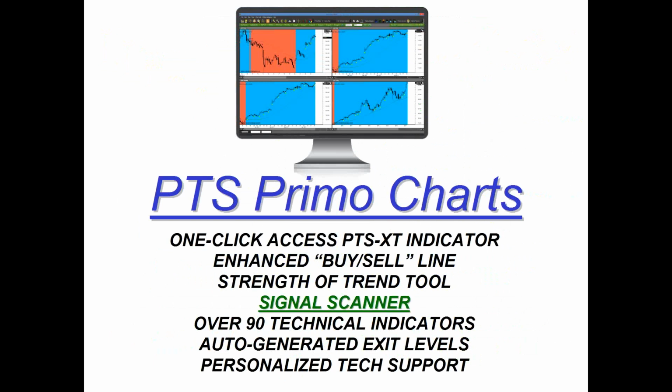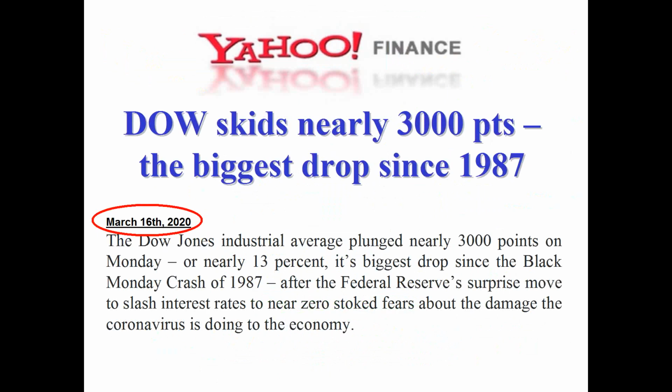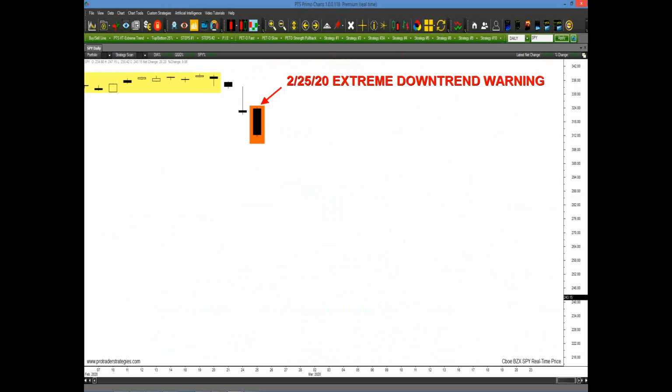But let's talk about the signal scanner, because I want to share with you, remember that opening chart we talked about? Remember, this was just on the 16th. This was just 2 weeks ago. The Dow skids nearly 3,000 points, okay? What if you had scanned prior to that? Remember, this is what you would have seen. On the 25th, you would have seen a reddish-orange block surrounding this bar. This is the Spiders, prior to that day when the Dow was down 3,000 points.